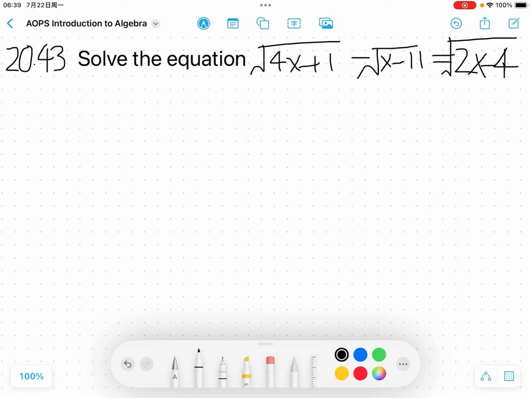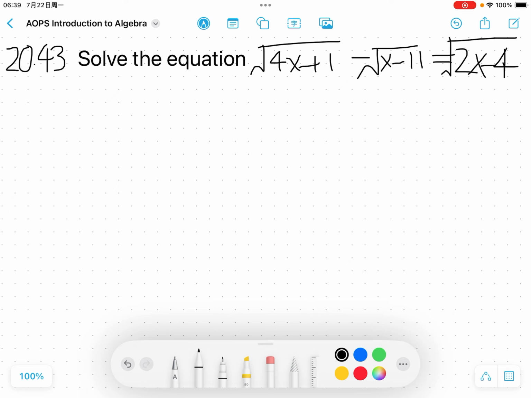Today we're going to talk about AOPS Introduction to Algebra problem 20.43. It says solve the equation root 4x plus 1 minus root x minus 11 equals root 2x minus 4. So firstly we square both sides.